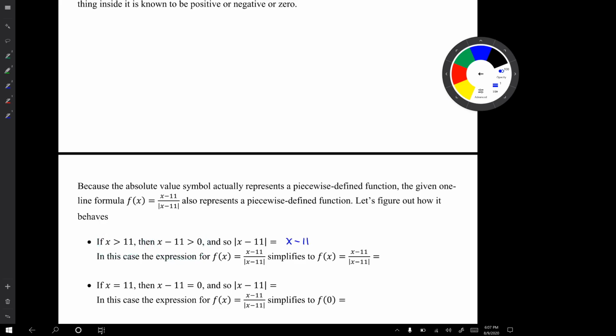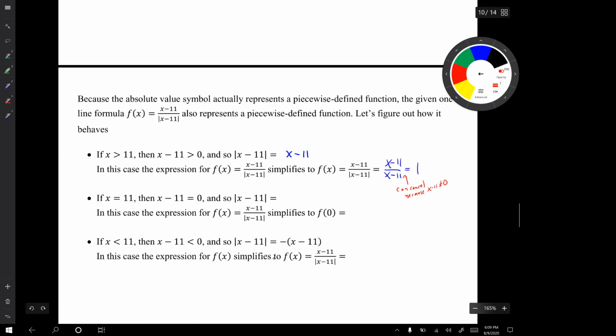So in this case, the expression for the function simplifies to the following. I can cancel x minus 11 over x minus 11 because I know that x minus 11 is not 0. An important theme in this course is going to be the issue of canceling. We have to know that something is not 0 to know that we can divide it by itself and cancel.